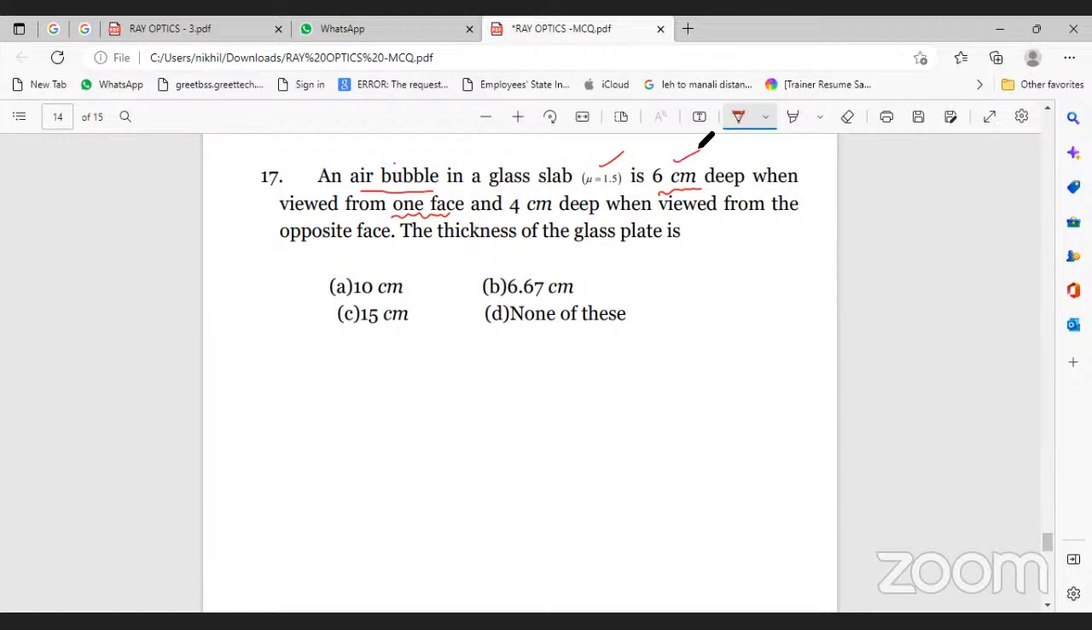So 6 centimeter when you view it from one face, and 4 centimeter deep when you view it from the opposite face. They are expecting you to find what? Thickness, right? Correct, no?